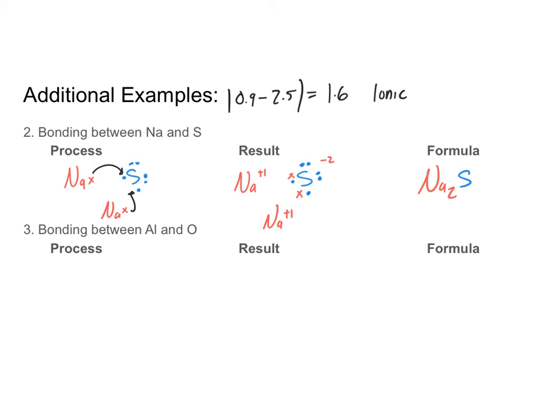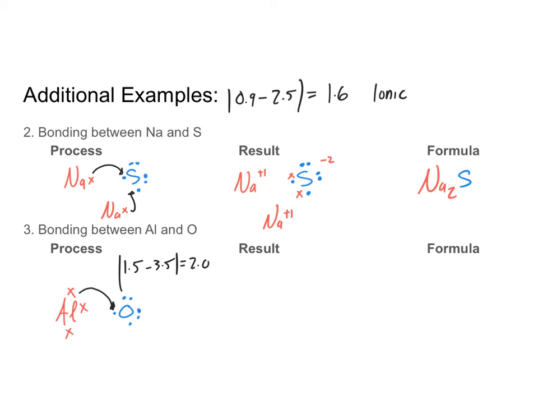So I got one more example for you, and that's aluminum. And aluminum, according to the periodic table, has electronegativity of 1.5. Oxygen has electronegativity of 3.5. That's a difference of 2.0, so that's definitely ionic. So I'm going to take my aluminum, which I know has 1, 2, 3 electrons, and my oxygen, which I know has 1, 2, 3, 4, 5, 6 electrons. And I'm going to start the process by drawing an arrow.